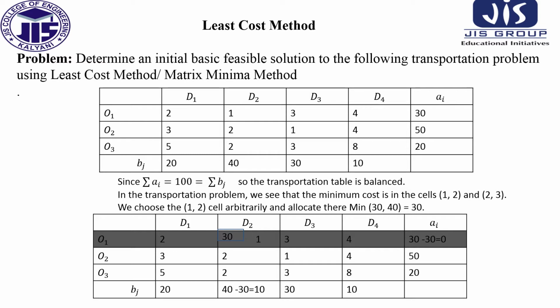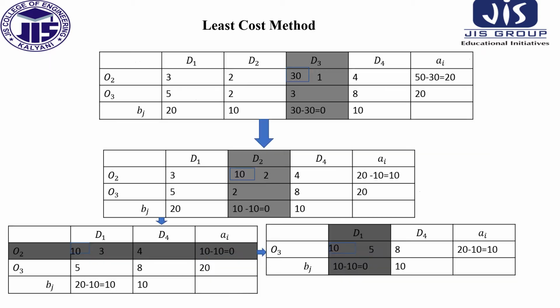In this cell the supply value is 30 and the demand value is 40. Between these two, 30 and 40, we allocate the minimum value to this 1-2 cell, which we have chosen arbitrarily. The minimum value is 30, so we allocate 30 here. After allocating 30, the supply value becomes 30 minus 30, which is 0, and the demand value becomes 40 minus 30, that is 10. So this is the new table.